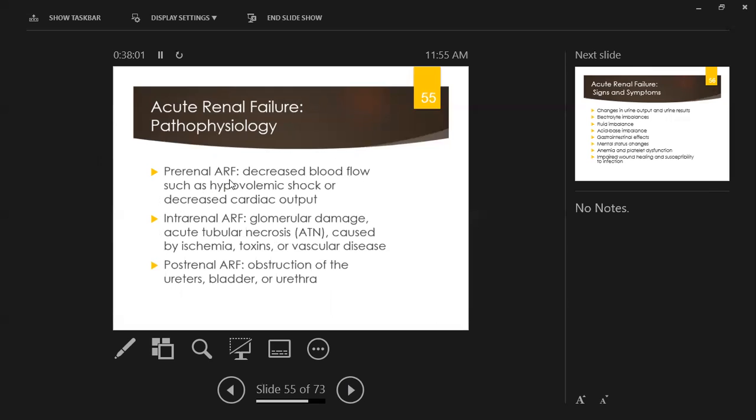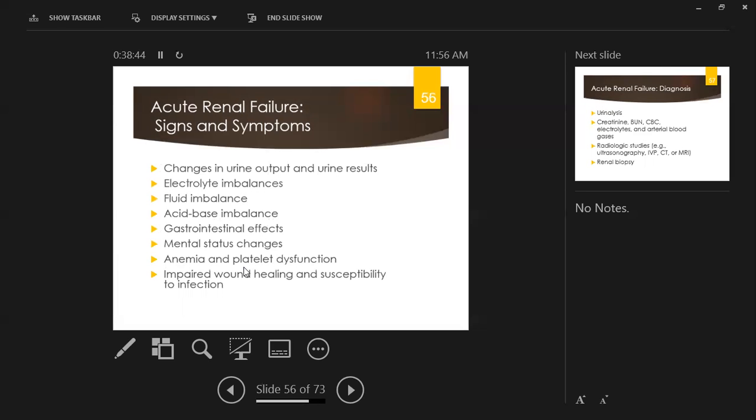Pathophysiology: you may have pre-renal acute renal failure. This would be indicated by decreased blood flow through things like hypovolemic shock or decreased cardiac output. You have intrarenal acute renal failure. So this is inside of the kidney itself, like glomerular damage, acute tubular necrosis, caused by ischemia, toxins, or vascular disease. So actual death of the renal cells, right? And then you have post-renal acute renal failure. So this would be due to an obstruction after the kidneys, in the ureter, bladder, or urethra. So depending on where the issue is located, it's either pre-renal, intrarenal, or post-renal.